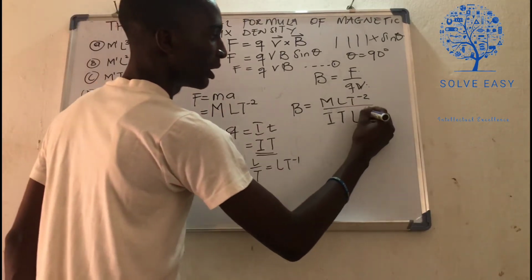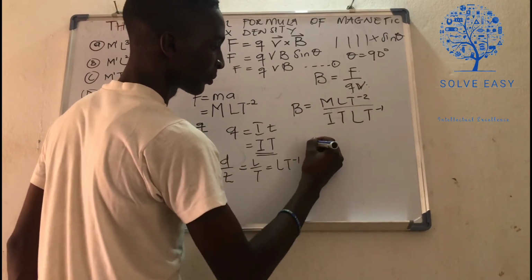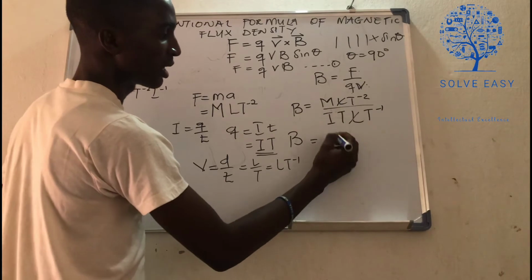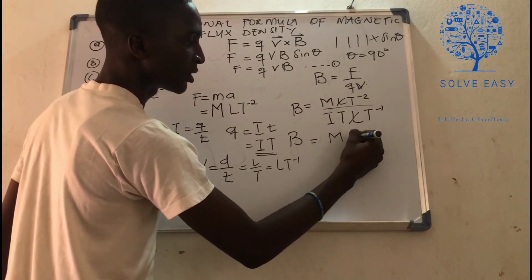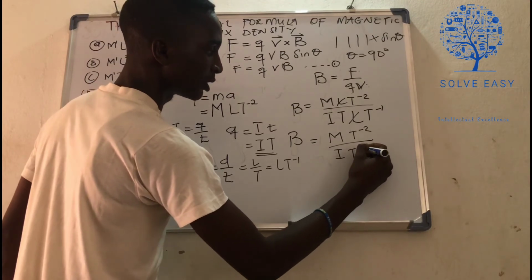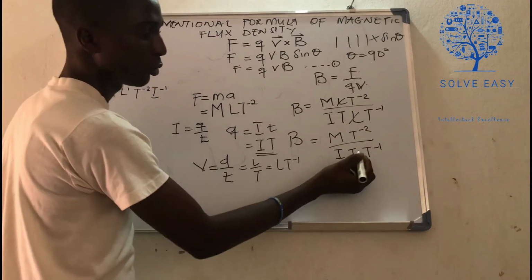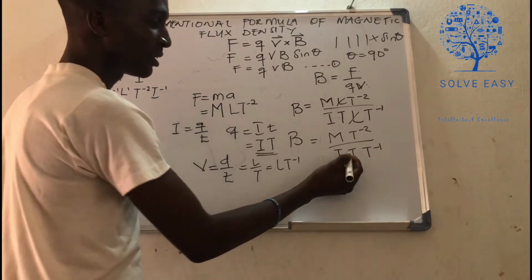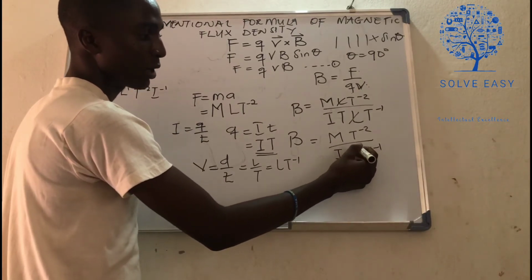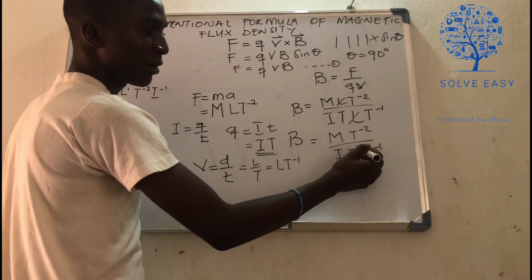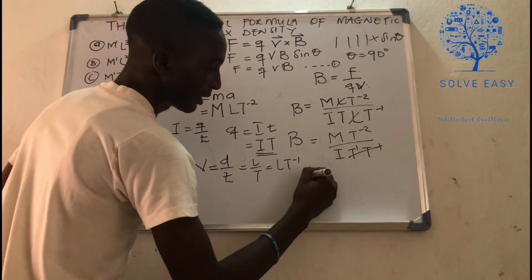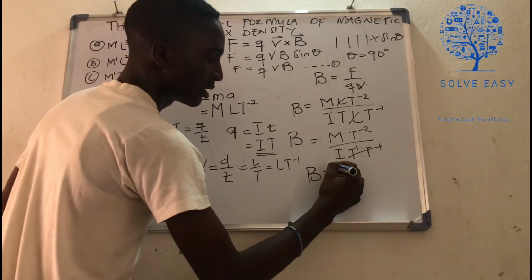So to simplify this, length, we cancel this length. I'm left with MT minus 2 all over IT multiplied by T minus 1. So with our idea of indices, these two are supposed to cancel. This is having a negative 1 plus 1, T raised to the power of 1 times T raised to the power of negative 1. It will cancel both of them. So finally our magnetic flux density is MT minus 2 all over I.